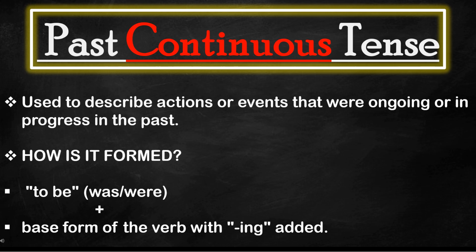It is formed by making use of the to be verb. That is, you add the word was or were. Was is used for singular and were is used for a plural noun. And along with that, you have to add the base form of the verb along with ing. Wait, I'll tell you how.